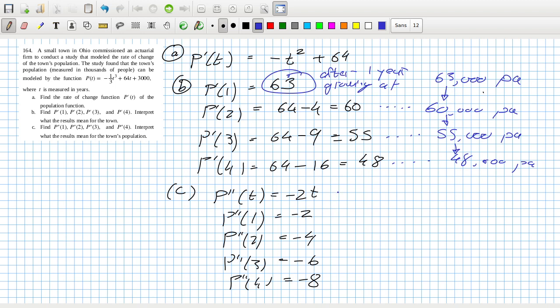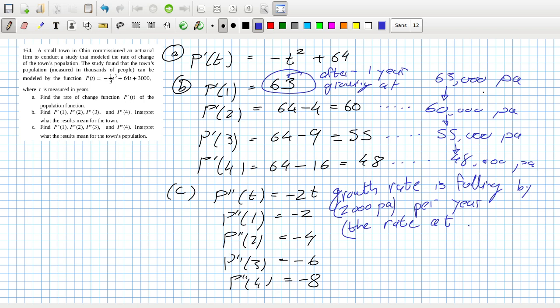So you would say that the growth rate has fallen by 2,000 per annum per year. So it's not the population that's declining, but the rate at which it's growing that's declining. That is, the rate at which the population is growing is falling. And it's the same for the remaining three, just replacing the 2,000 with 4, 6, and 8,000. That's all that's happening.